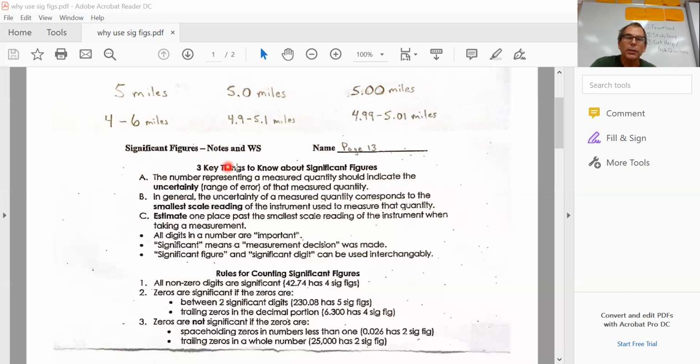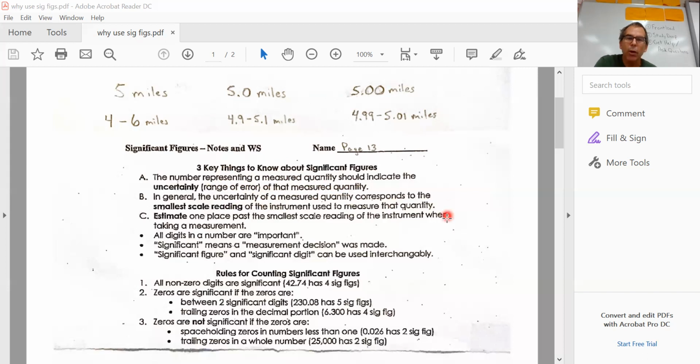So, three things about significant figures. The number representing a measured quantity should indicate the uncertainty, or the range of error, in that measured quantity. In general, the uncertainty of a measured quantity corresponds to the smallest scale reading of the instrument used to measure that quantity. In other words, next week in lab, we'll be using a graduated cylinder with increments to the 1 milliliter mark. So 1 milliliter will be approximately the range of error there.